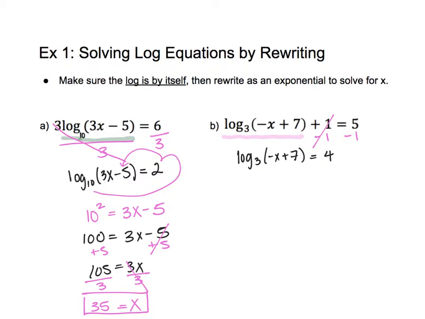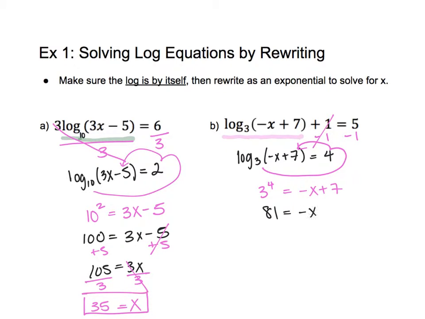So now what I can do is I switch it to an exponent because my log is now by itself, right? There's nothing attached to it anymore on the outside. So I'm going to use the Hart method to switch it to an exponent. So this is 3 to the 4th power equals negative x plus 7. So, okay, maybe let's take care of the exponent here first. So 3 to the 4th power. I use that in my calculator here, or you could do this by hand. If you multiply 3 four times, it is 81.